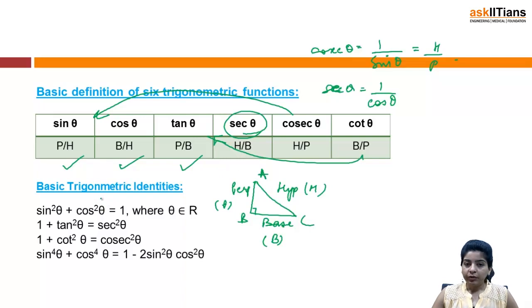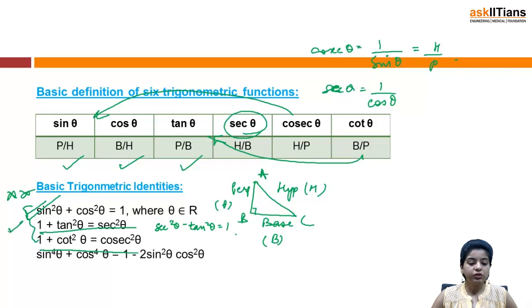And we have basic trigonometric identities also, like sin square theta plus cos square theta is 1 where theta belongs to R. This is the most basic identity, and it is often used in questions obviously. And then we have 1 plus tan square theta is sec square theta, or you can say sec square theta minus tan square theta is 1. Then we have 1 plus cot square theta is cosec square theta.